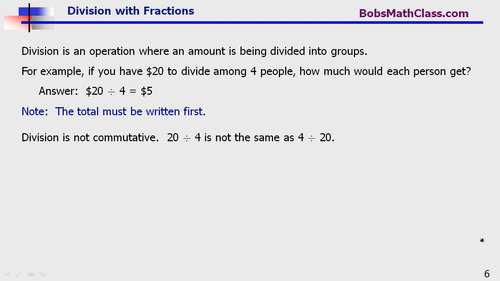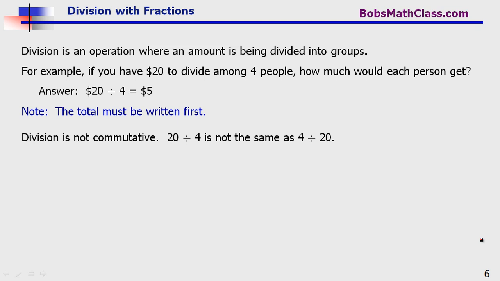And also note that the total must be written first. So the way we wrote it, 20 divided by 4, that second number would go in front of the division box if we wrote it that way. So just keep in mind that the total must be written first. And this is important because division is not commutative. Multiplication is commutative, addition is commutative, but division and subtraction are not commutative. So there's an example, 20 divided by 4 is not the same as 4 divided by 20.